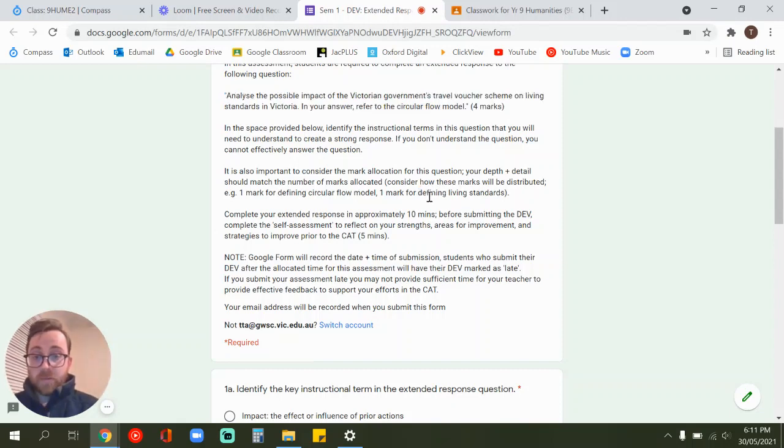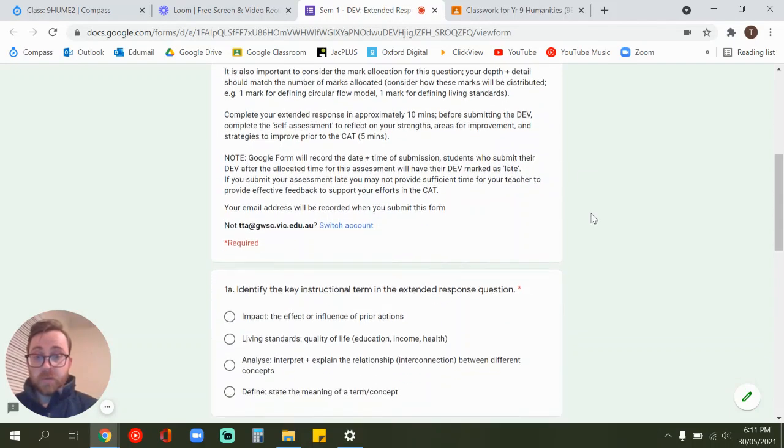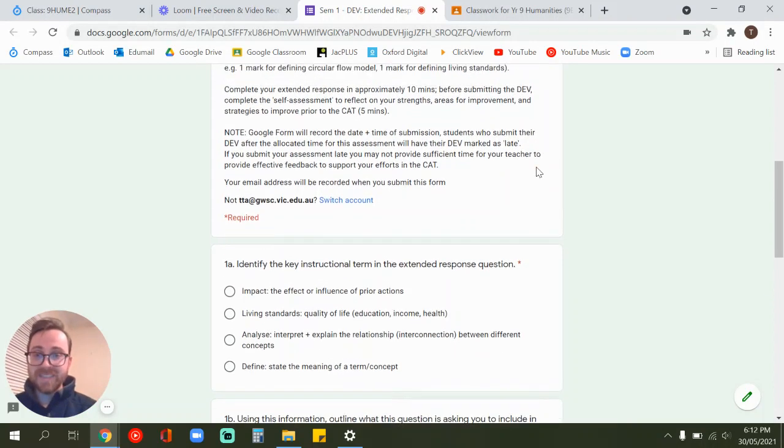It's important to consider mark allocation for the question. Again, a lot of students from Year 7 to Year 12 put in the same amount of effort and the same amount of detail in a 1-mark question versus a 6-mark question. So it's important to put in a bit more detail, a bit more depth when you're being presented with a 4-mark question. Put your teacher hat on. How do you think these marks are going to be allocated? For a 4-mark question, maybe I'll get 1 mark for my definition and 1 mark for referencing this thing. So think about that before you construct your answer, not during or after. Well, both. Before, during, and after. Anyway, complete the extended response in approximately 10 minutes.